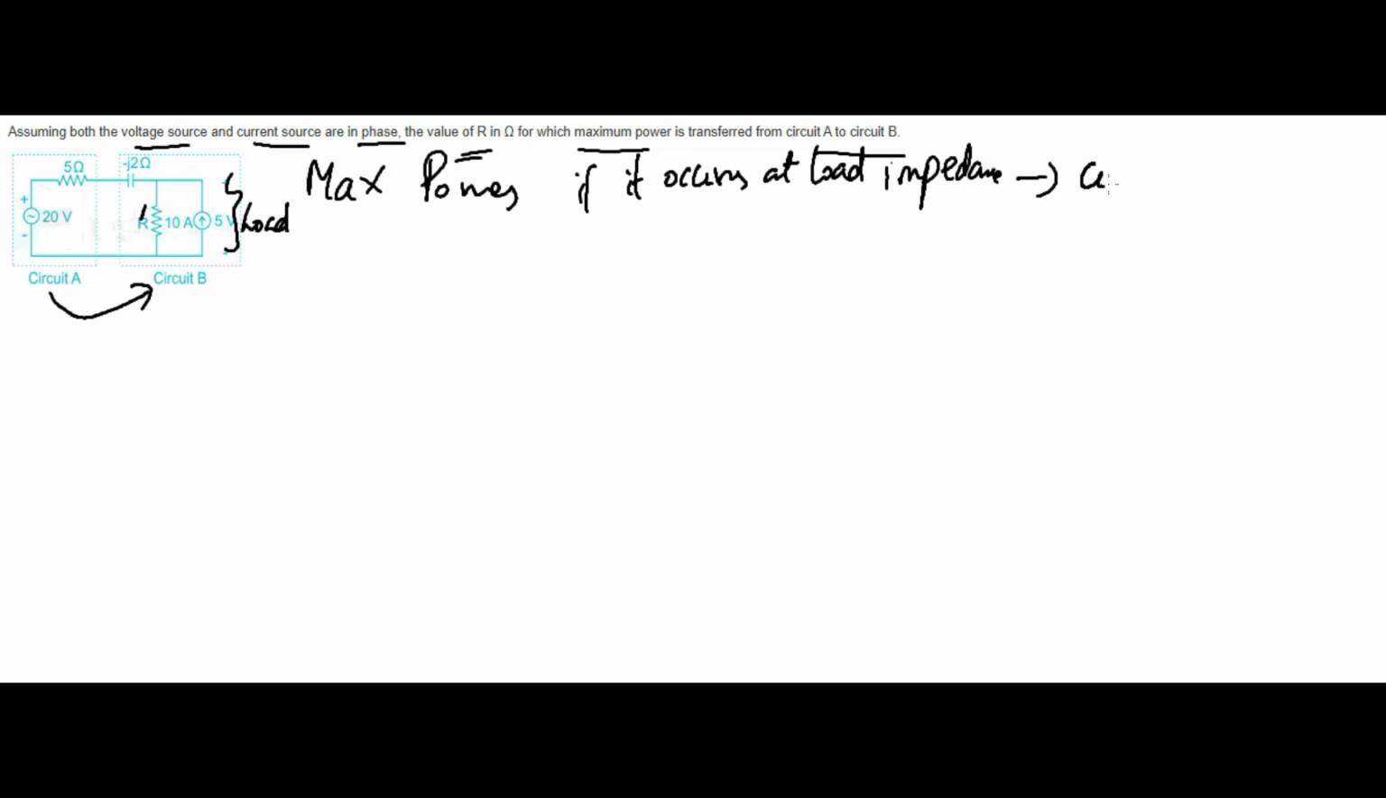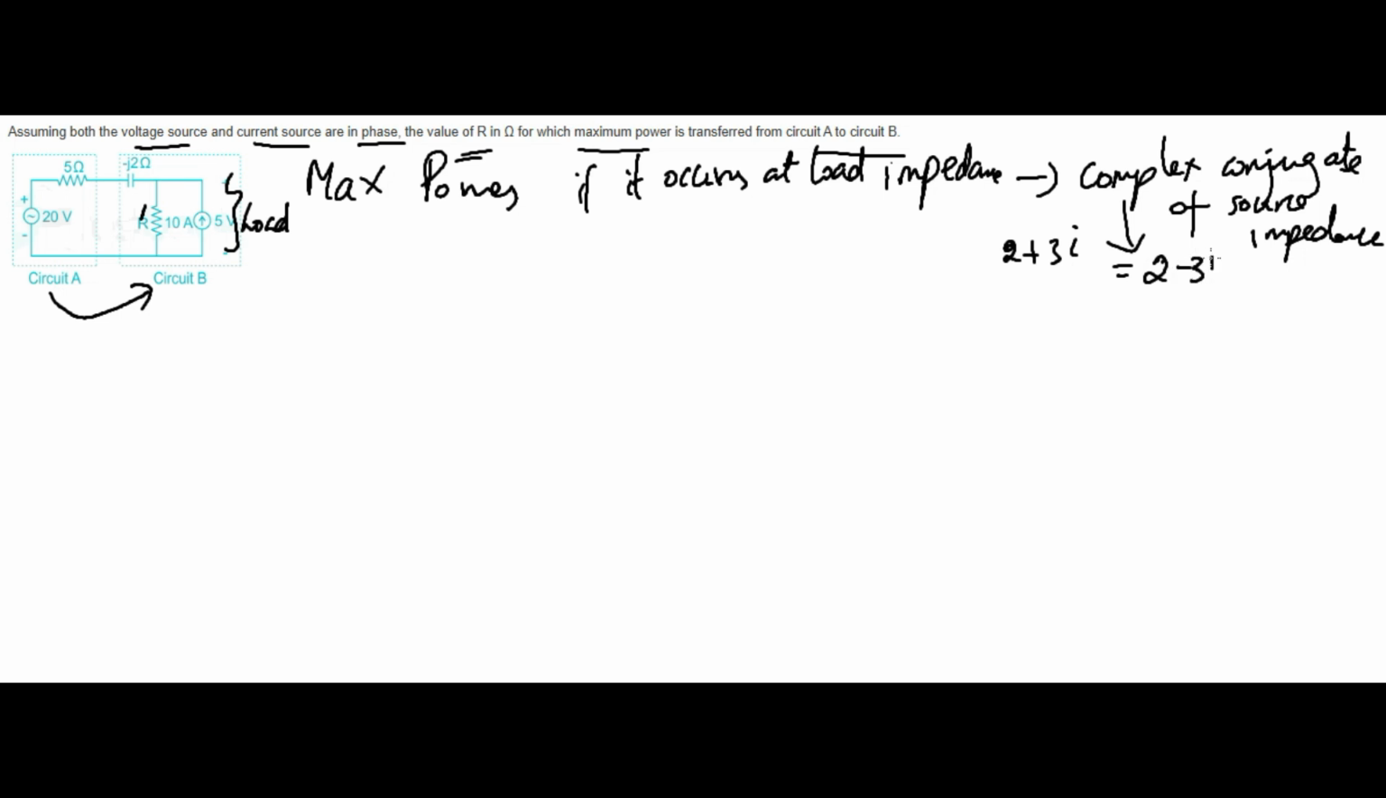You know that maximum power occurs at the load impedance. The load side impedance will be the complex conjugate of the source impedance. Complex conjugate means, for example, if you have 2 plus 3i, the complex conjugate is 2 minus 3i. That's all. Very simple.